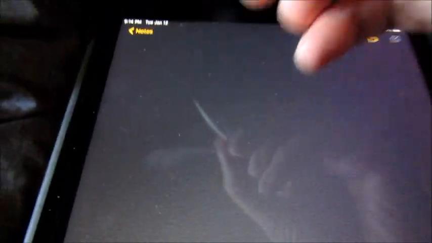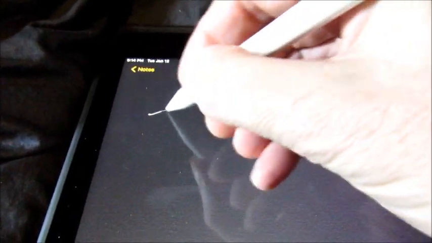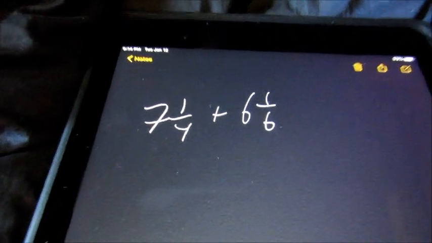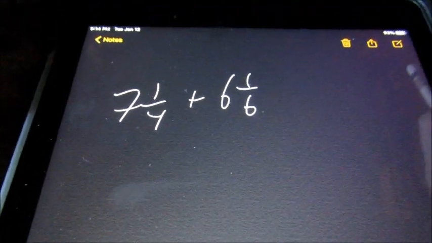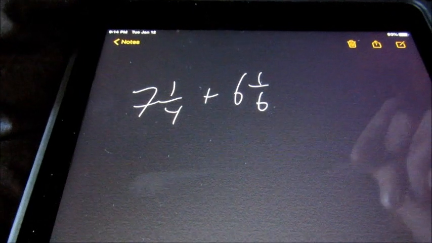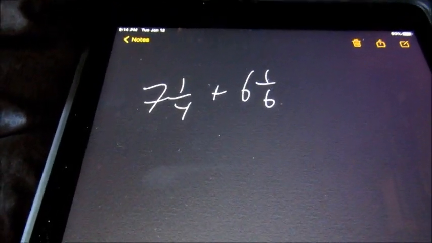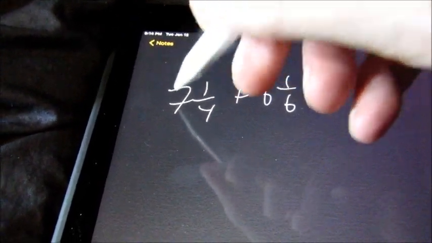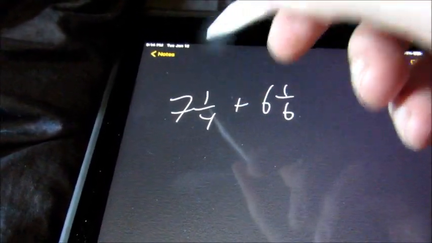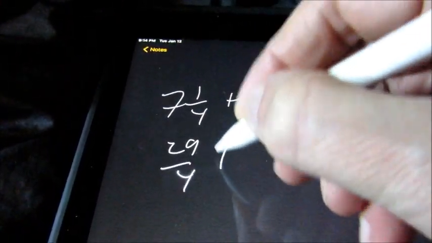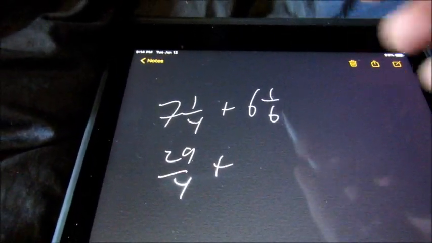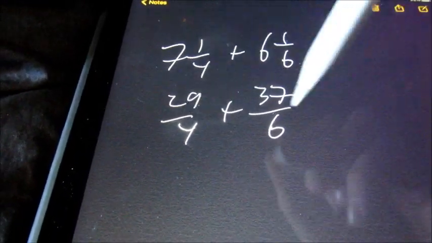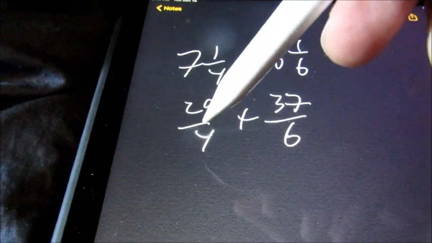Next, let's say we have different denominators. 7 1/4 plus 6 1/6. Now for this one, I'm going to turn them into improper fractions. So 4 times 7 is 28, plus 1 is 29 over 4, plus 6 times 6 is 36, plus 1, 37 over 6. The least common denominator here is going to be 12.